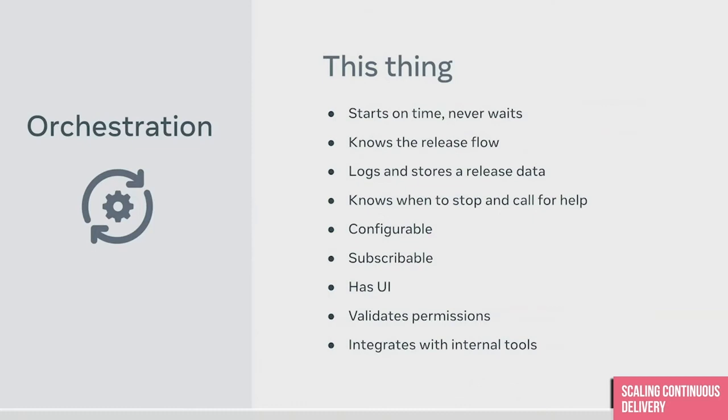If things go bad, and for example we are not able to attribute correctly in the remediation stack, then it will stop everything and call for help. It will not make any decisions to ship bad versions to production. It's configurable and subscribable. An example use case is that a developer may say, I want to be notified when my commit reached production, so they can subscribe to the release. It has a UI, and there are permission validations to make sure that not everyone can ship any version to production, and it has a lot of integrations with internal tools.